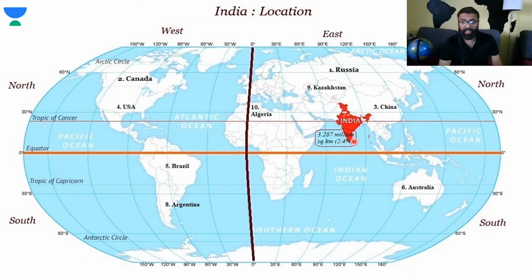Please remember, friends, the location should be clear to everyone. So India is a peninsula in South Asia. Second, India is the 7th largest country in the world. In terms of population, India is the 2nd most populous country after China. So please remember this, friends. It's a very important introduction.